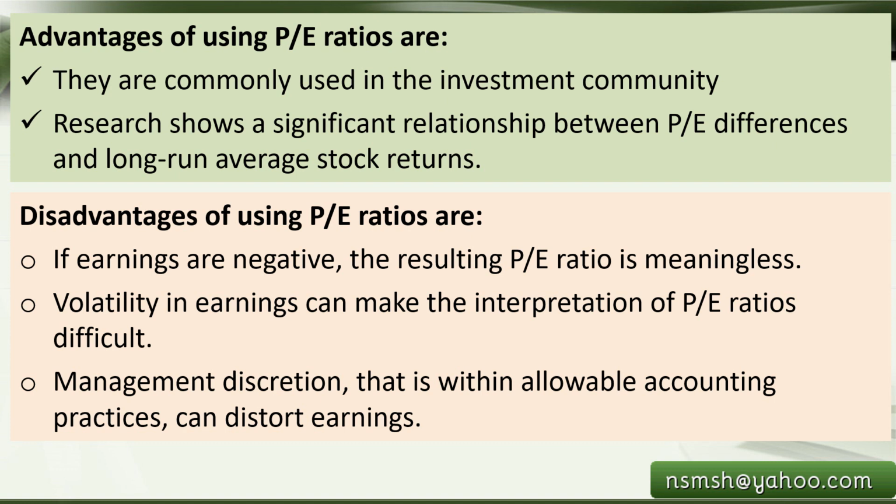Management discretion that is within allowable accounting practices can distort earnings. Management discretion, in the sense that they can adopt certain different policies for the purpose of valuation, for depreciation and all these things, even within the framework of the rules and regulations. But sometimes they may adjust it. So that is why this ratio can be distorted. That is the point that the management accountant should take care of.